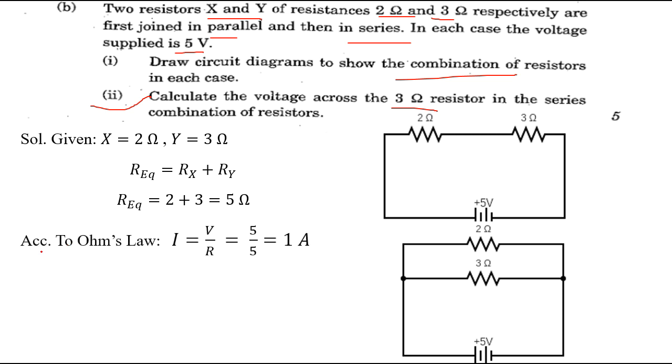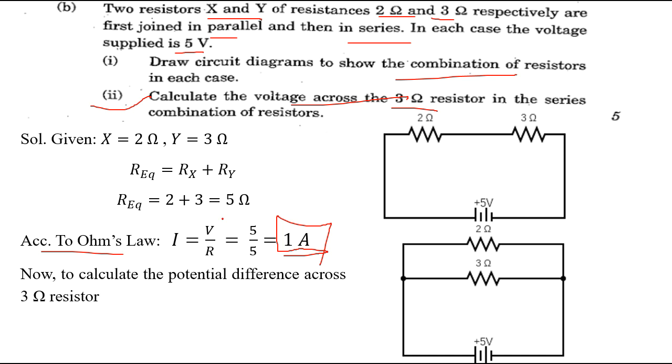And then according to Ohm's law, I equals V by R. V is given as 5 volt and R is 5 ohm, so this will be 5 by 5, which gives you 1 ampere. Now you have the total current flowing in the circuit as 1 ampere, and we need the voltage across the 3 ohm resistor.